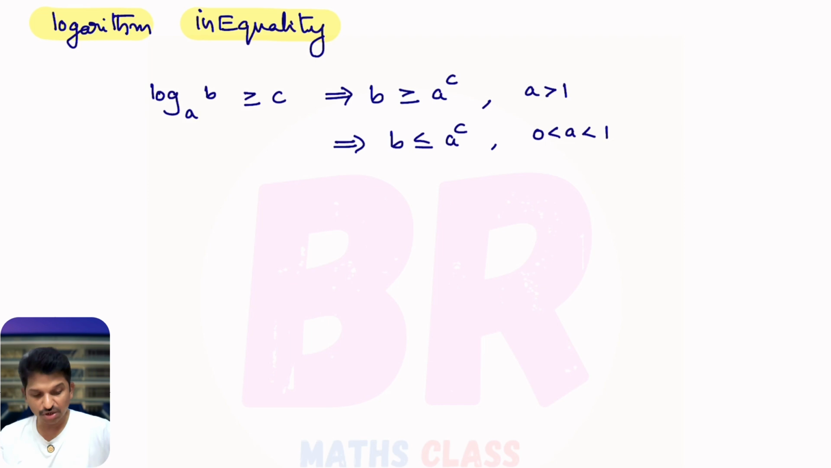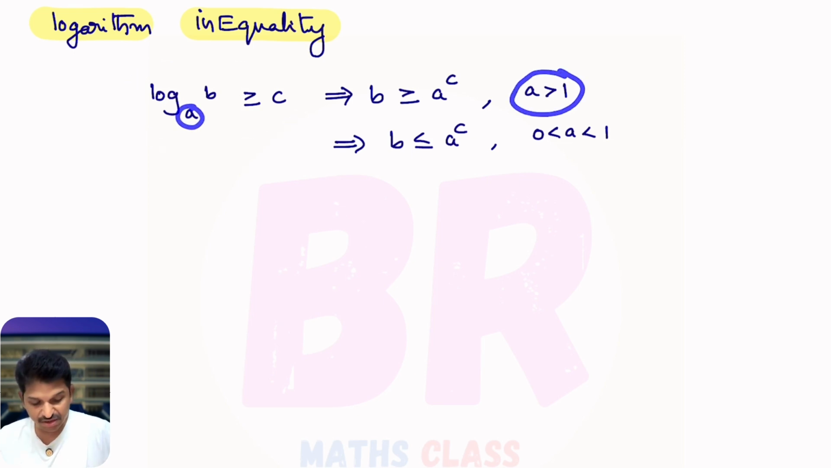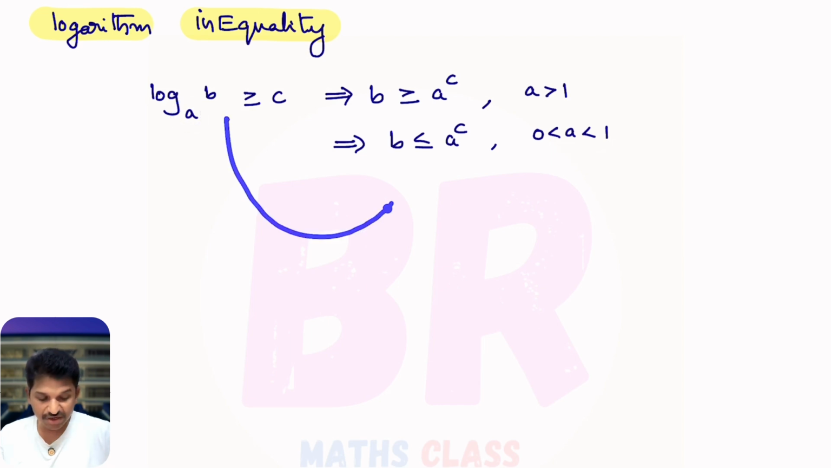For time being, what you need to know, if any inequality involving logarithm like this, if you want to apply the logarithmic function, you just check the base. If base is greater than 1, you can apply logarithm definition, inequality sign remains same. If base lies in between 0 and 1, when you apply logarithmic definition, inequality sign changes. Okay, this is the first point.